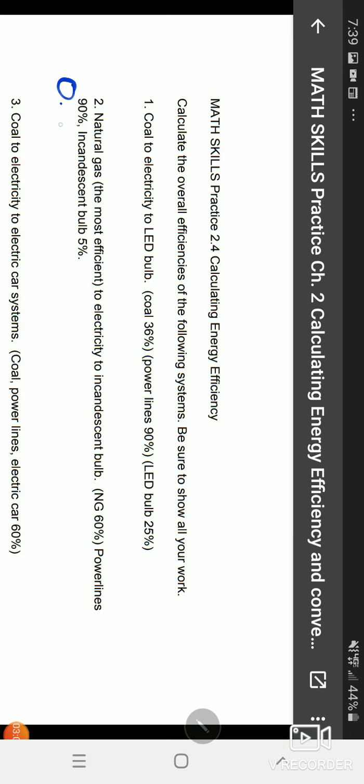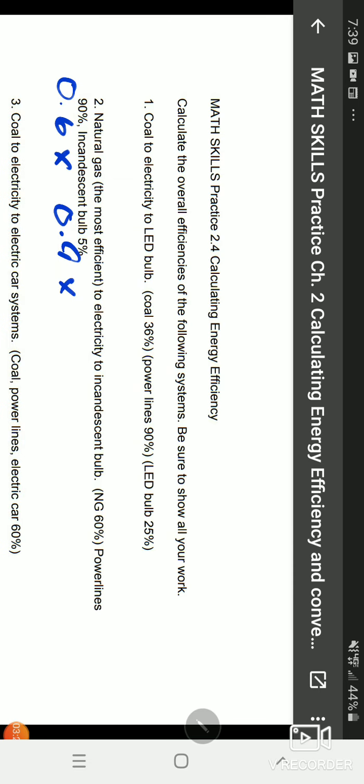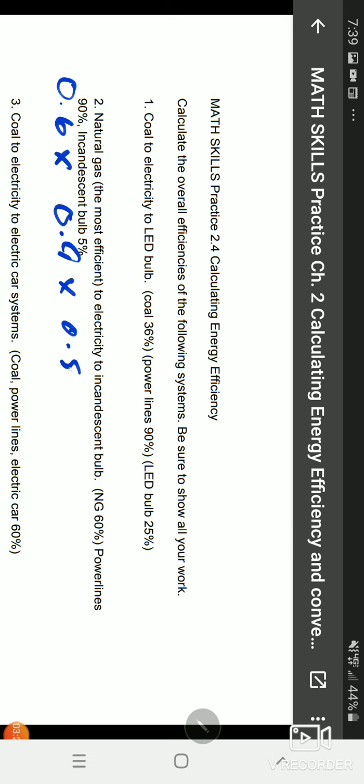We're going to take this 0.6, or 0.6. We're going to multiply that by, sorry, I don't know why it's doing that, but we're going to multiply it by, again, 0.9. And we're going to multiply that finally by 0.05, because it's 5%, not 50%.